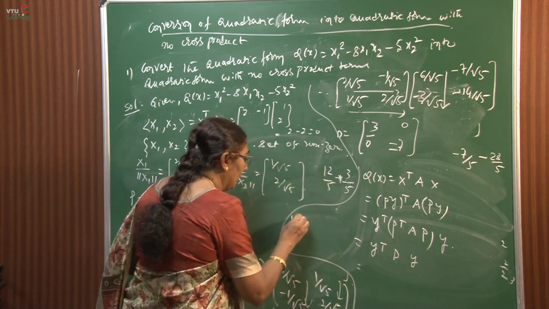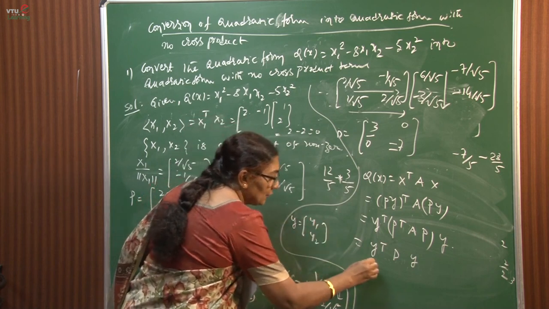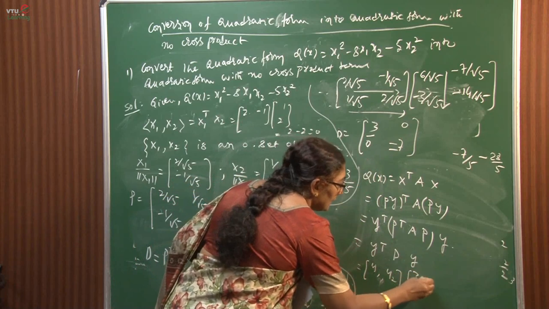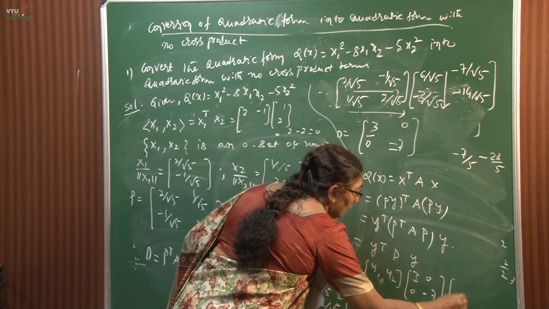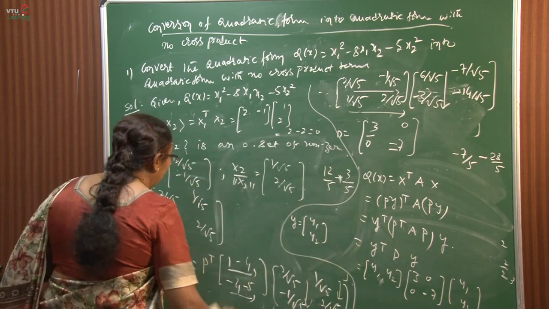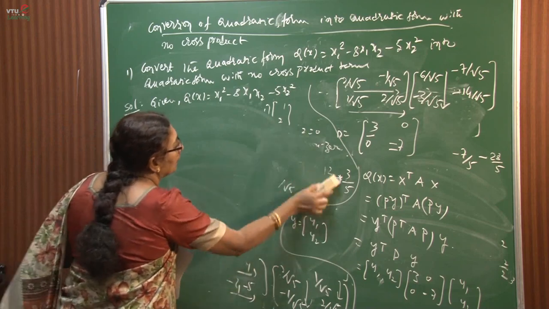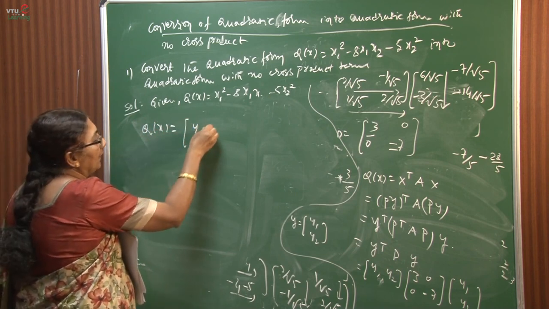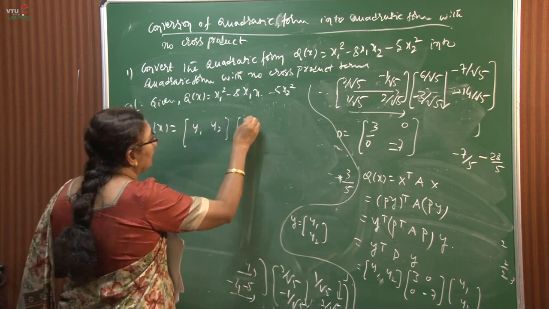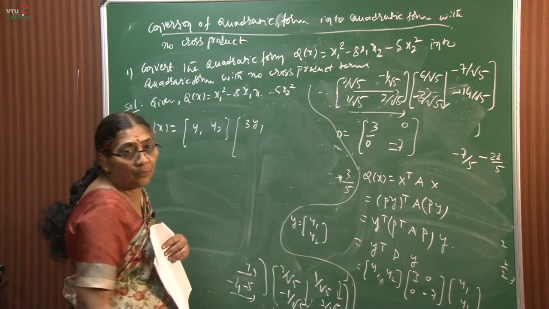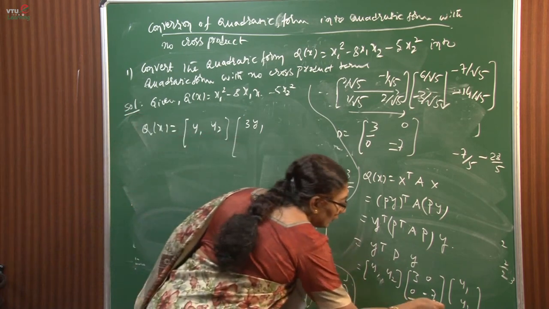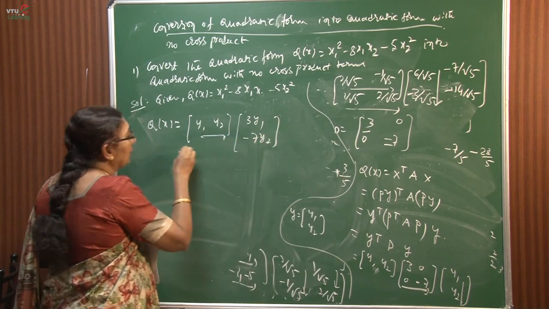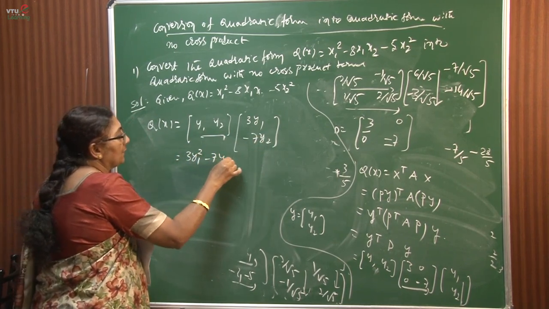Y transpose D into Y. You know Y has the vectors Y1 and Y2. Transpose means Y1, Y2 is in the row form. D, just now we calculated: 3, 0, 0, minus 7, into Y1, Y2. You multiply this. What we get? You get Q of x must be equal to y1 y2 multiplied: 3y1 in the first row plus 0y2 is 3y1. While coming to the second row with this column, 0 into y1, we get minus 7y2. Again, multiply row into column: 3y1 square minus 7y2 square.